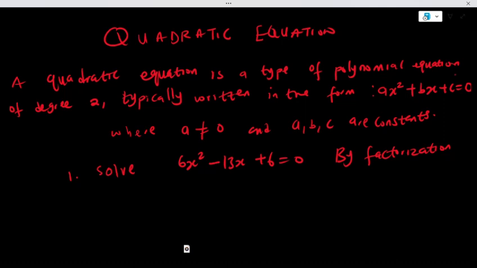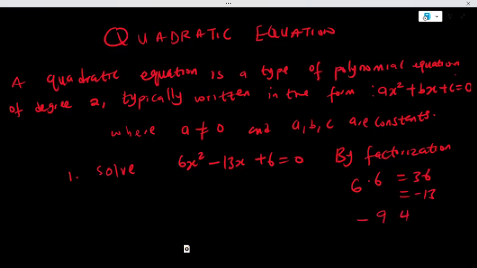So the first thing we need to do is multiply the first term by the last term. The coefficient of x squared is 6. The coefficient of the last term is also 6. We multiply the first term by the last term, and we get 36, and our second term is minus 13. From here, we will find two numbers that give us 36 and minus 13. The two numbers are 9 and 4.